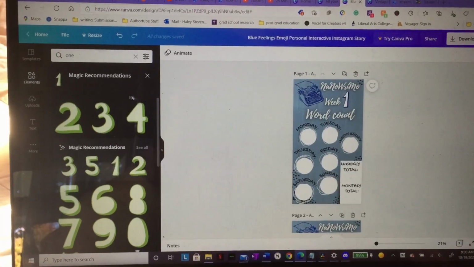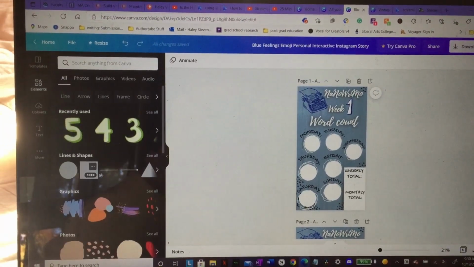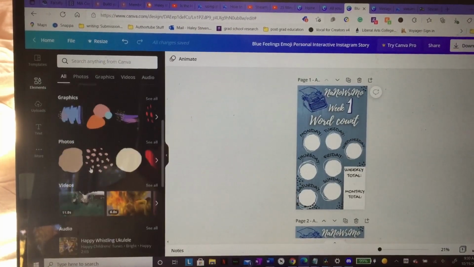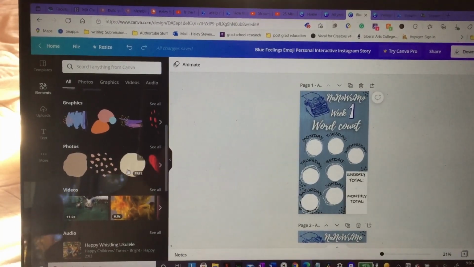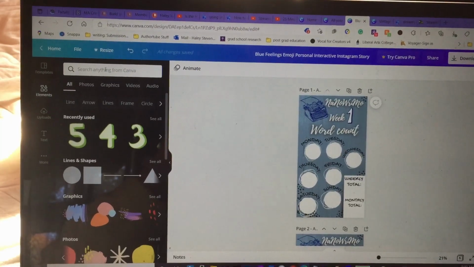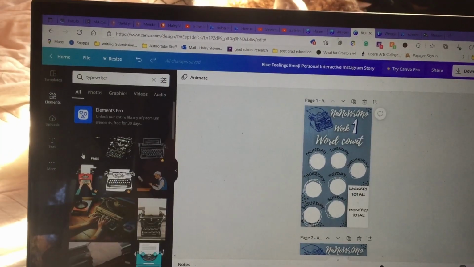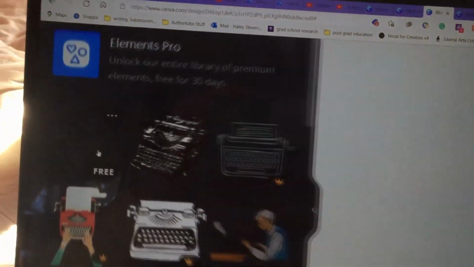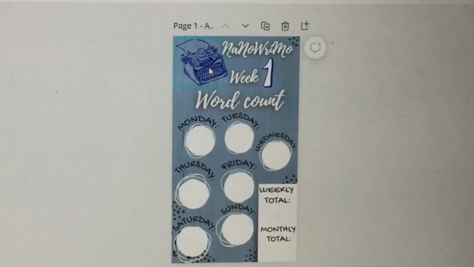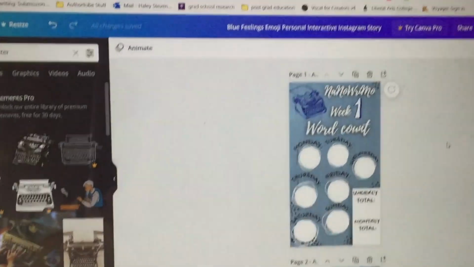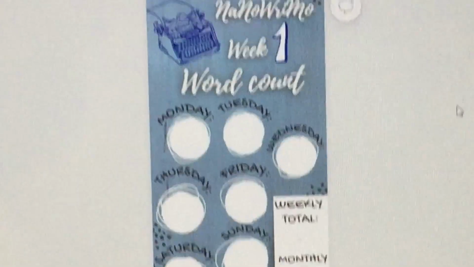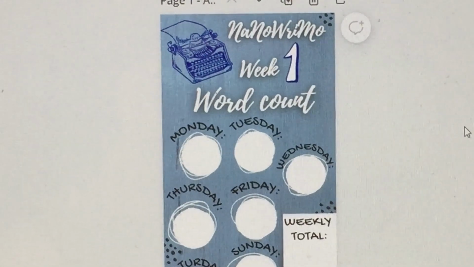But yeah, so I used these numbers. I used one of these shapes, I believe, for that. I had these little dots. That's basically it. And I searched the typewriter to get this one over here, which is really dark in here, you can't even see it. And then I changed the color. So that is my template for part of what I am planning for NaNoWriMo. Let me know what you think about this in the comments below.